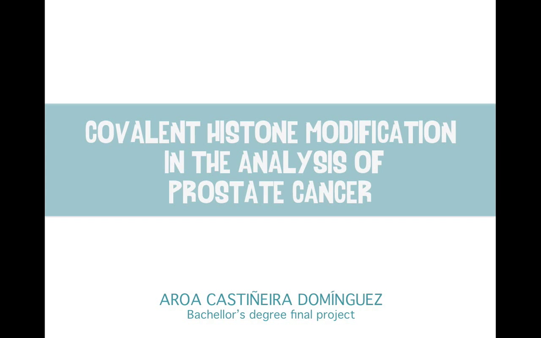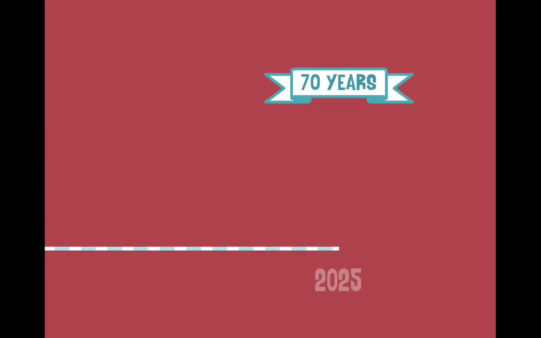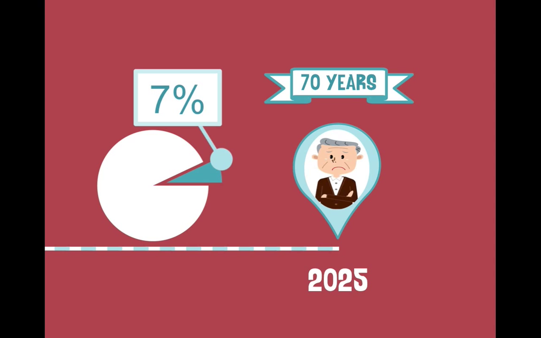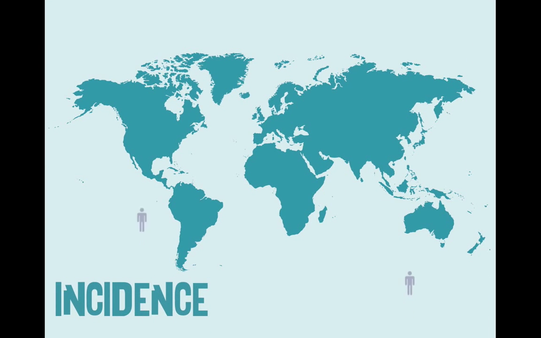Prostate cancer is one of the main reasons for death in civilized countries. In fact, for 60-year-old men, the probability of getting prostate cancer in their next 10 years is around 7%. It seems that incidence is not fully correlated with mortality. The number of new cases detected in civilized countries, especially in North America and Australia, is growing dramatically.